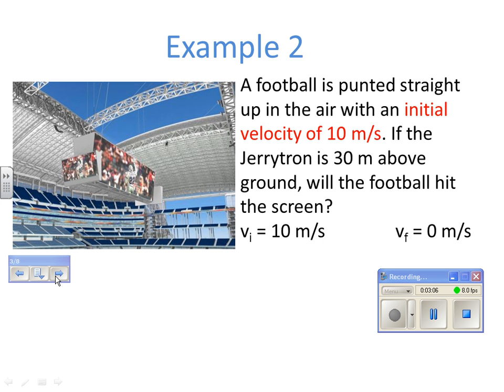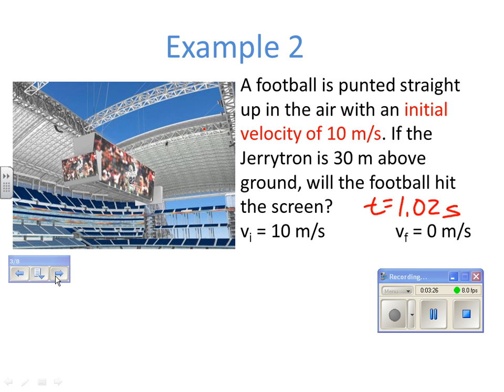Okay, so now we'll see how you did. The time we carry over from the first question was 1.02 seconds. That's going to be important. That is now a given for this problem. So the football is punted straight up in the air with an initial velocity of 10 meters per second. The Jerrytron is 30 meters above the ground where the football hits the screen. So all the givens from the last time carry over.